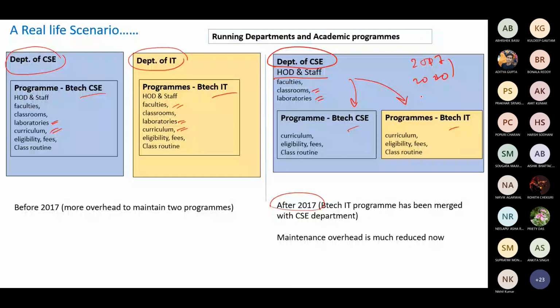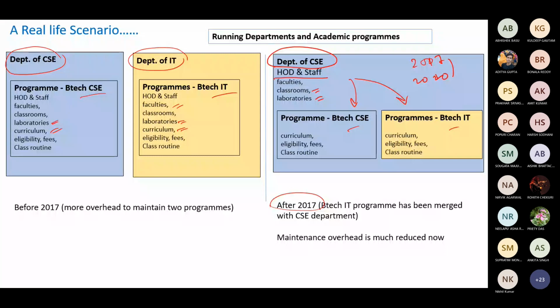It is not that the IT department was abolished and the CSE was there. It was merged, because the same IT faculties joined as CSE faculty. They were all converted to the same department, and we could have used a different name for the department, like Department of Computer Science.